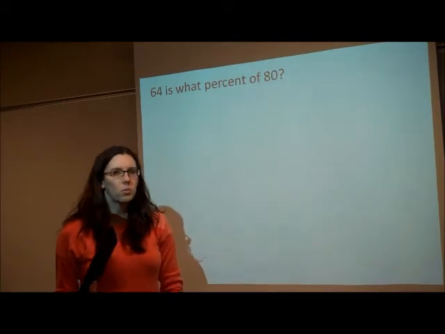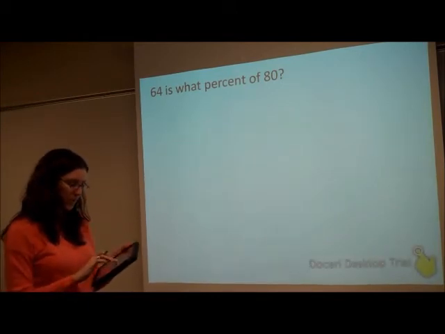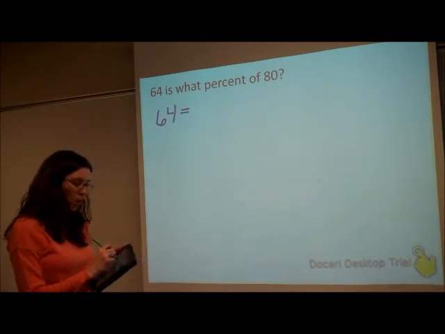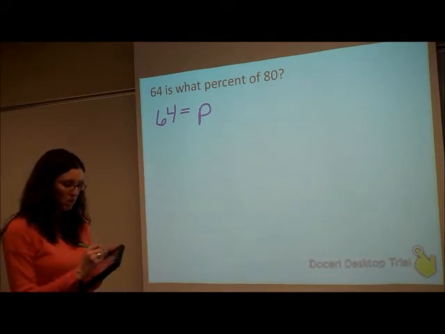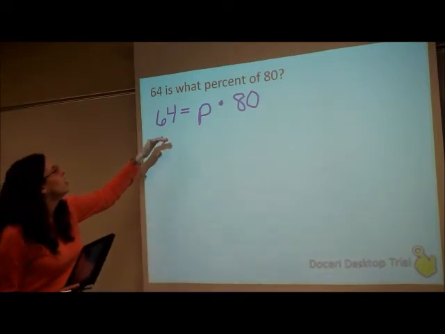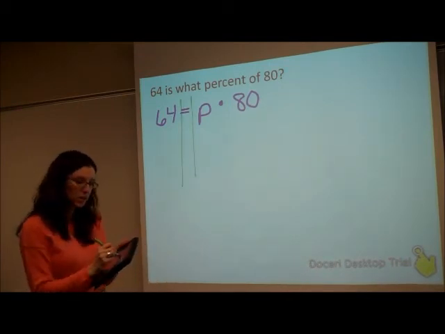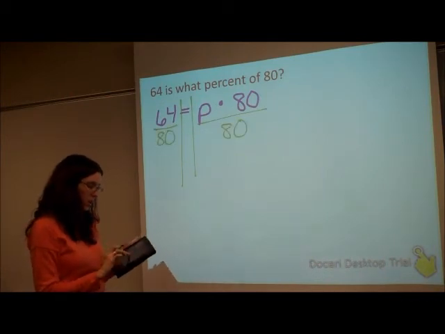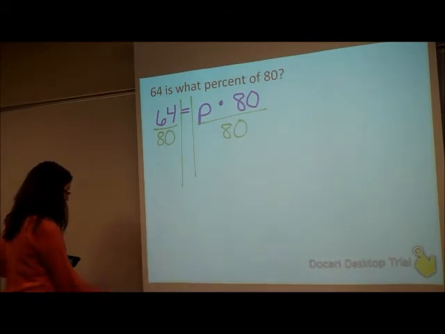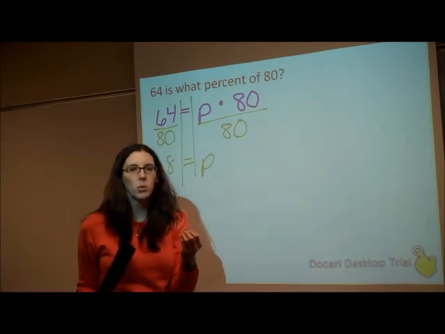All right, so now we're trying to find percents. These have an extra little hitch in there. So let's go through and write this out as our equation. So 64 is what percent of 80. I'm going to put a P there to remind me it's a percent. So now to solve this equation, my variable is being multiplied by 80, so I need to divide both sides by 80. 64 divided by 80 gives me 0.8, which would equal P.